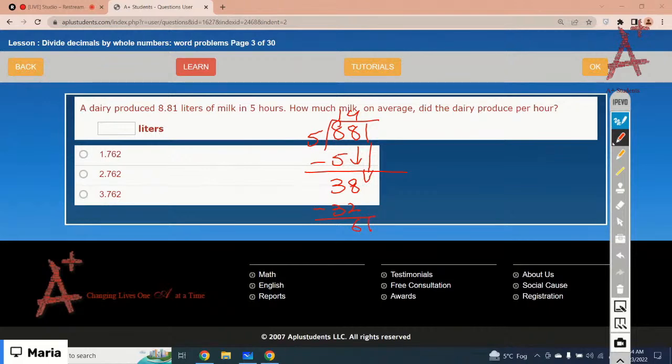It would be, we can do 5 times 1 is 5. You don't need to bring down. 6 take away 5 is 1. Now you can bring the next digit down. 5 times 2 is 10. Wait. Let me do it again.